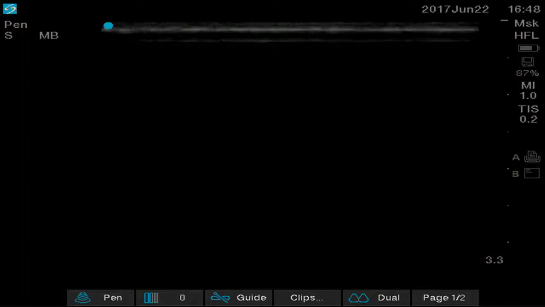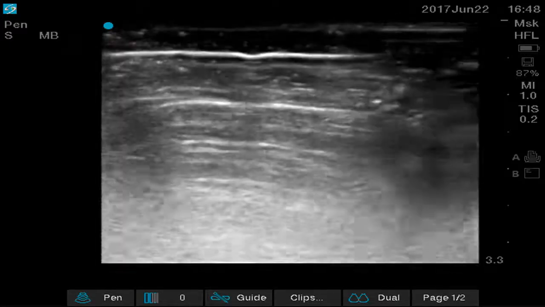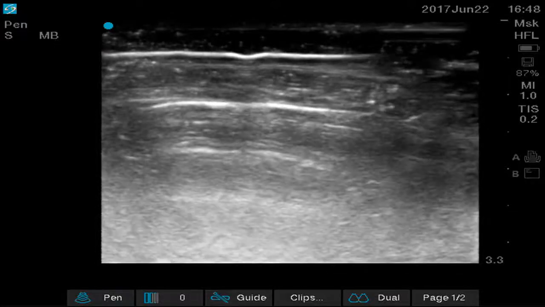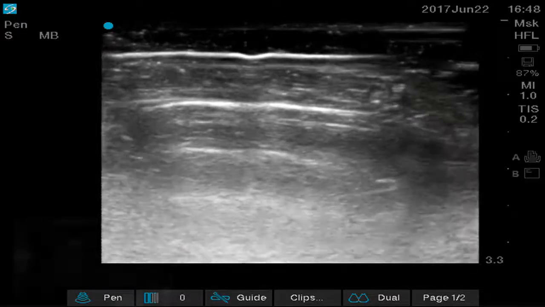So now for the quadratus lumborum, what I am going to do is trace the abdominal muscles posteriorly and then see where they are going to end and how they are going to interact with the quadratus lumborum muscle. So I am putting my probe in front.